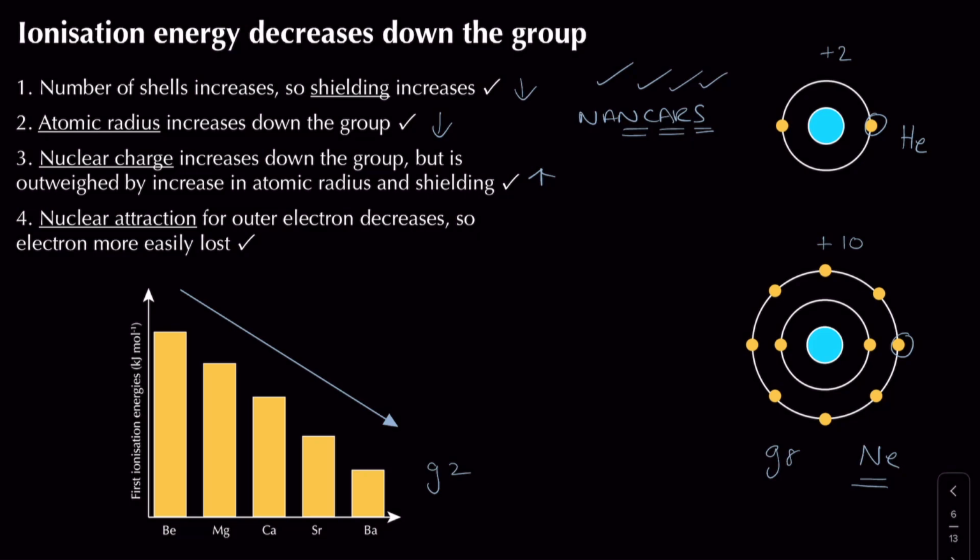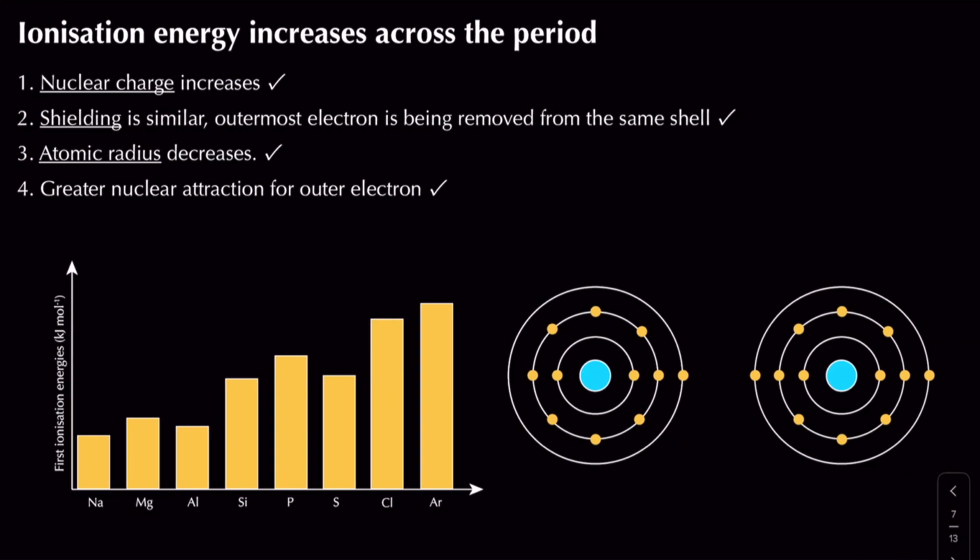Moving on to our next trend, let's look at ionization energy across the period this time. I've got two examples over here. Sometimes drawing out part of the electron configuration does help, especially the one from GCSE. I've got sodium over here and magnesium over here, and I'm going to compare these two in terms of NANCARs. First of all, I'm going to start off with nuclear charge, because that's the most obvious one. Nuclear charge is going to increase.